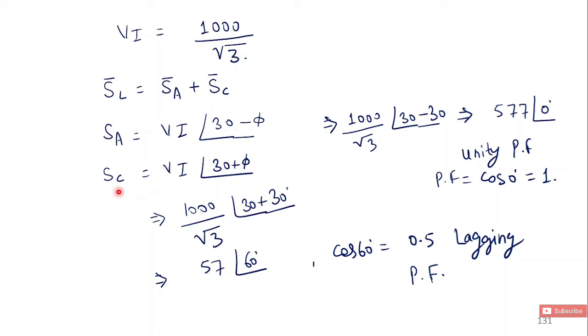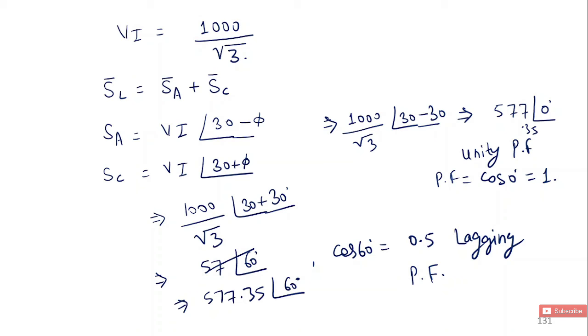And for transformer C, SC equals VI at an angle 30 plus phi, VI is 1000 by √3, at an angle 30 plus 30, 60 degrees. So this is basically 577.35 at an angle 60 degrees. So power factor is cos 60 equal to 0.5 lagging power factor.